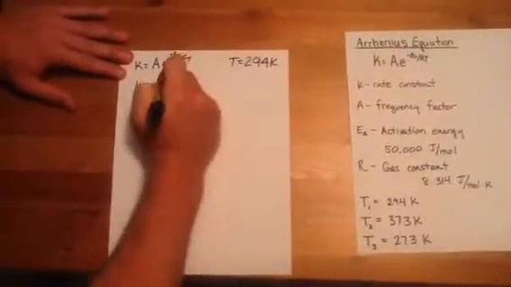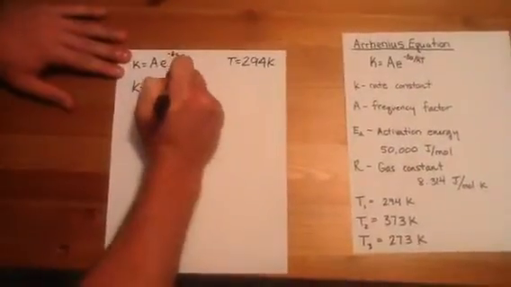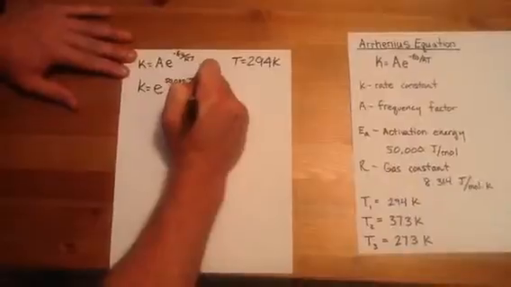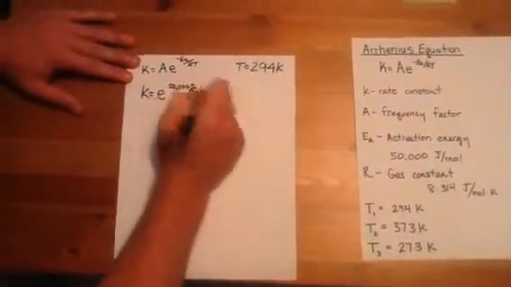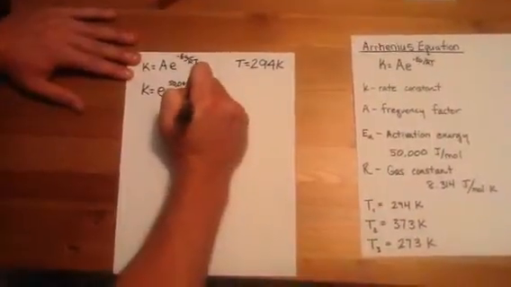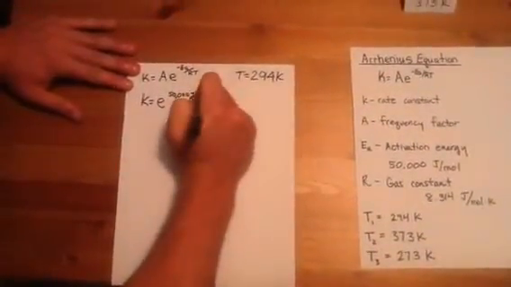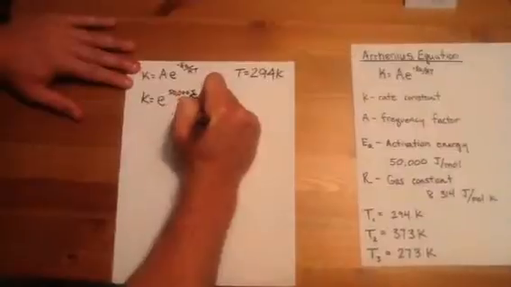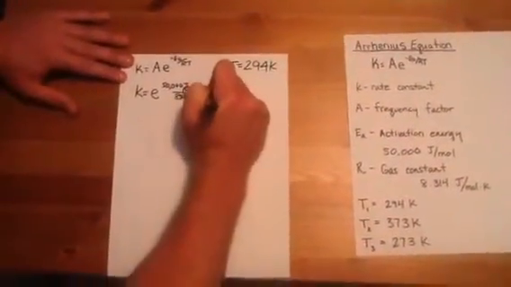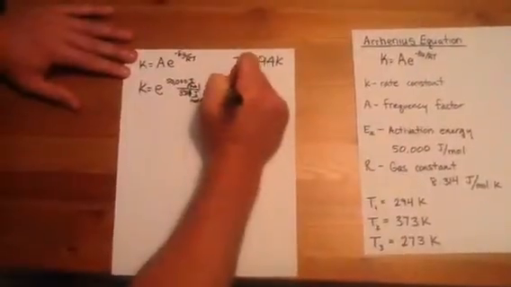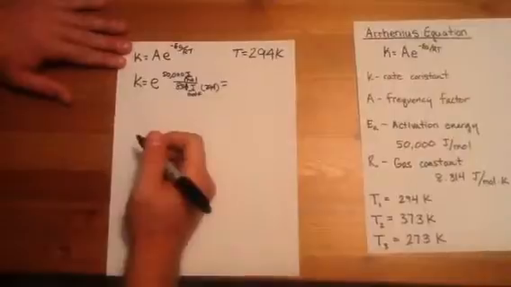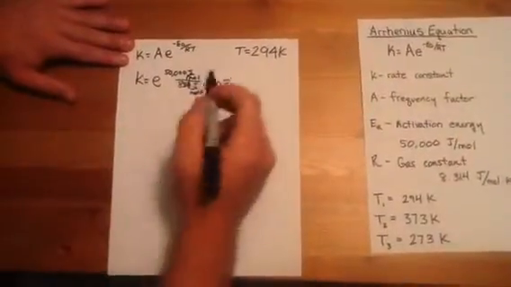Activation energy is 50,000 joules per mole over R, 8.314 joules per mole Kelvin, and then times temperature, 294. Lucky for you, you actually don't have to do this calculation because I have already done it myself.